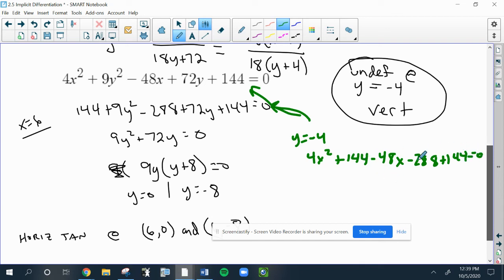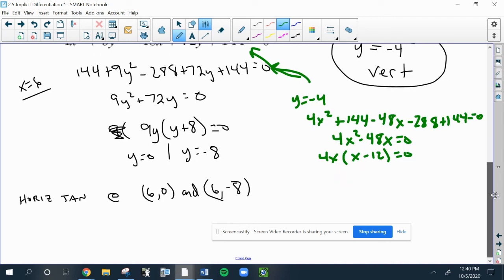This looks like it's working out just like the last one. 144 plus 144 minus 288 is nothing. So I have 4x squared minus 48x equals 0. Factor out 4x, x minus 12. So we have x equals 0 and x equals 12. So vertical tangent lines at x equals 0 when y equals -4, and x equals 12 when y equals -4.